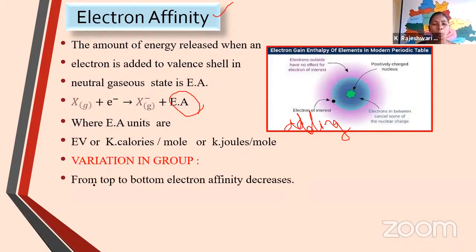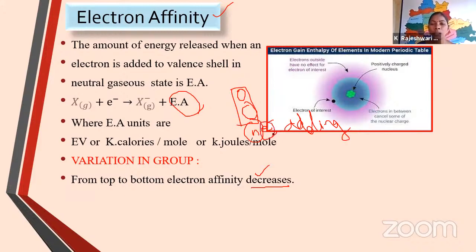In a group, from top to bottom, a group means a vertical column. From top to bottom, what will happen to the size? The size is slowly increasing. When the size is increasing, electron affinity will be decreasing. In a group, the size of the atoms increases, but electron affinity decreases. Why? Because the electron is very far away from the nucleus. When you add the electron, the nucleus will not have that much attraction to hold it.